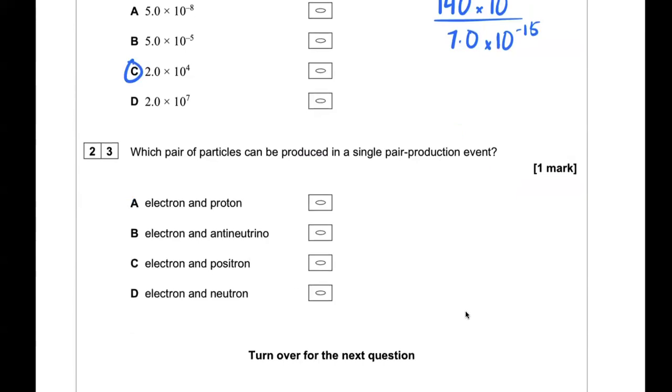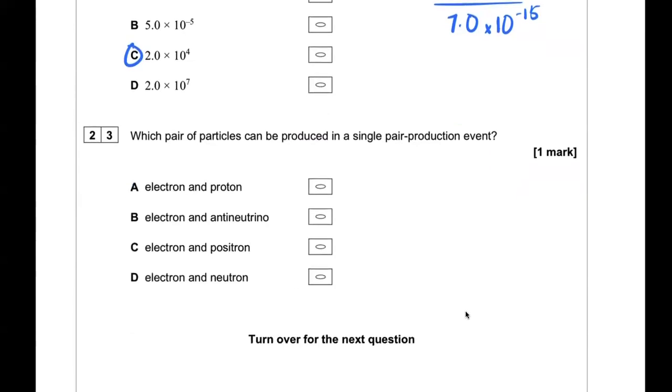Which pair of particles can be produced in a single pair production event that produces a particle and its antiparticle? So electron and proton are not antiparticles. They are not antiparticles. This is antiparticles. This is not antiparticles.